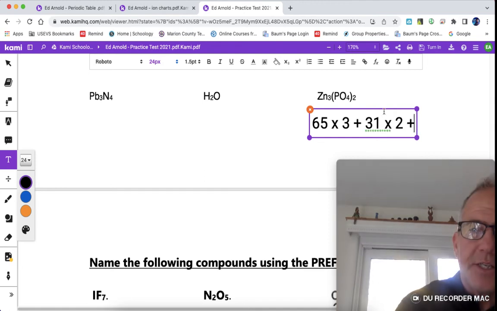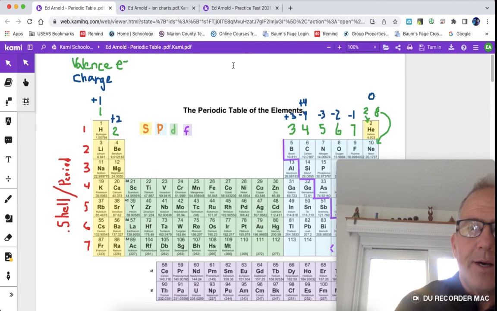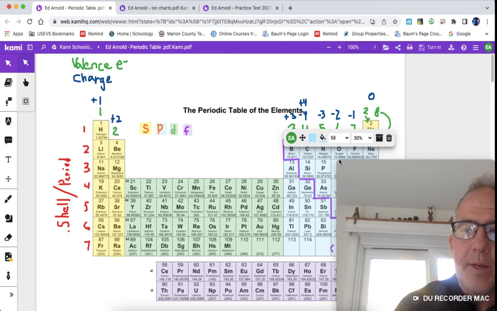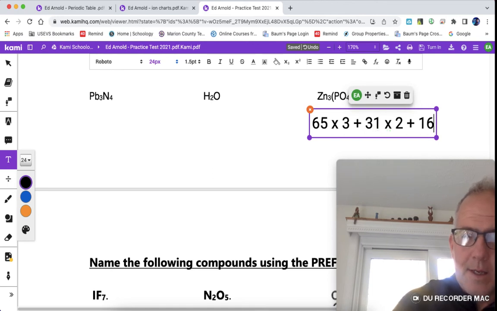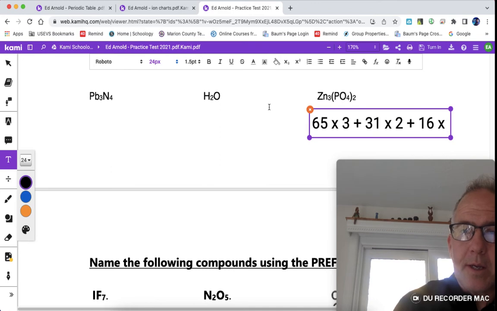Plus oxygen is 16. Again, I'm just getting these off of the table. 15.999 rounds up to 16. And so we put 16 times 8.